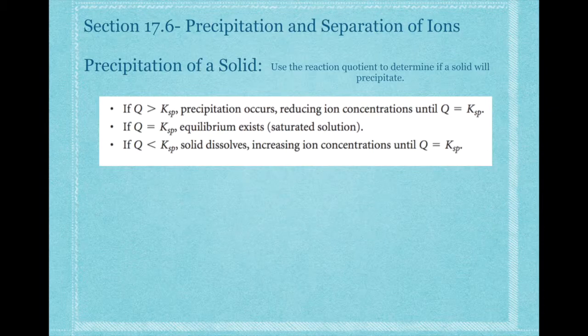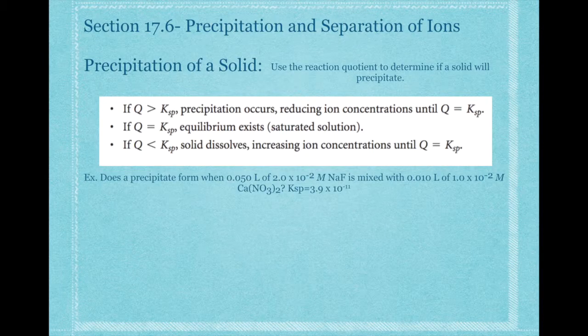And so for these problems, I'm going to first solve for Q compared to my KSP and determine, okay, is some of my solid going to dissolve or is more solid going to be formed? So for example here, it tells me that I have sodium fluoride and it's going to be mixed with calcium nitrate. And so what we need to keep in mind before we even start this problem is by mixing sodium fluoride and calcium nitrate, the precipitate that could possibly form is calcium fluoride.